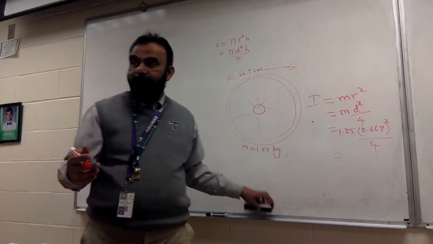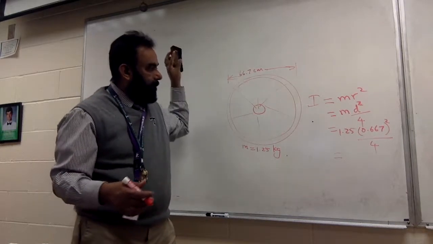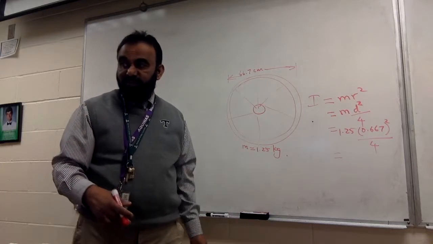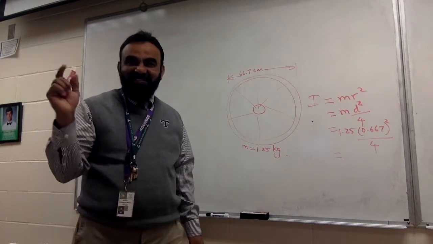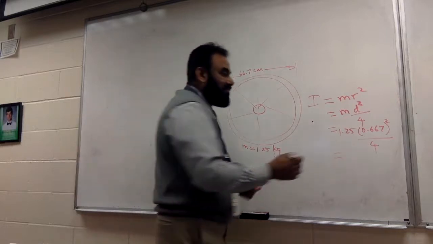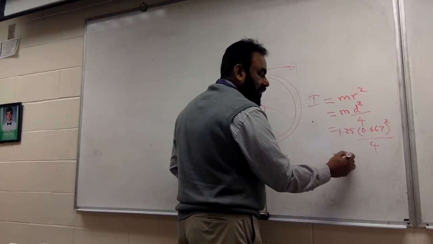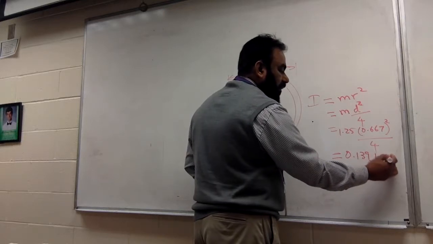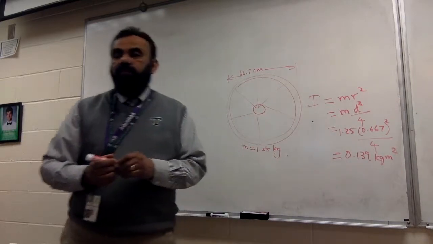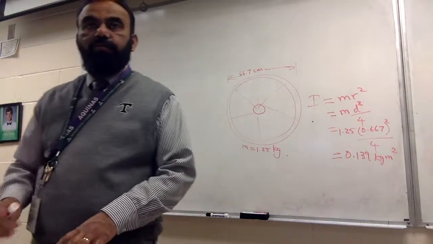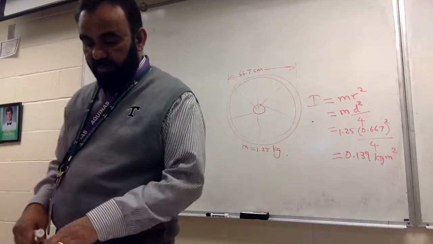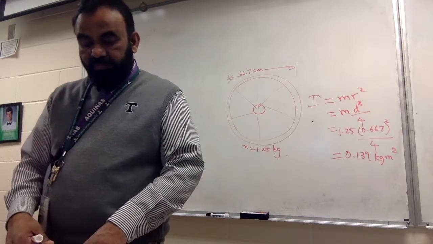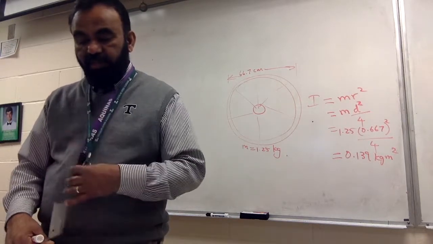Why do we ignore the spokes of the wheel? That's going to be my next question. Wait a minute, what's the answer for this? The unit is kilogram meter square. So 0.139 kilogram meter squared. All right. The second part of the question says the mass of the hub can be ignored.